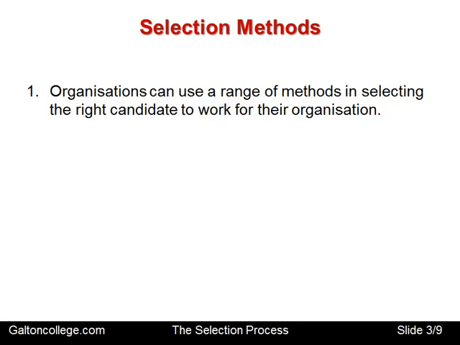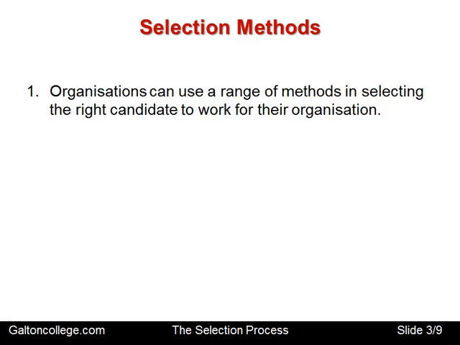And in order to help them in the selection process, not only will they look for an application form or a CV, a curriculum vitae, but they may also go through other channels to try and help them gain insight into the people that they're going to employ, so that any problems can be identified before a decision is made.